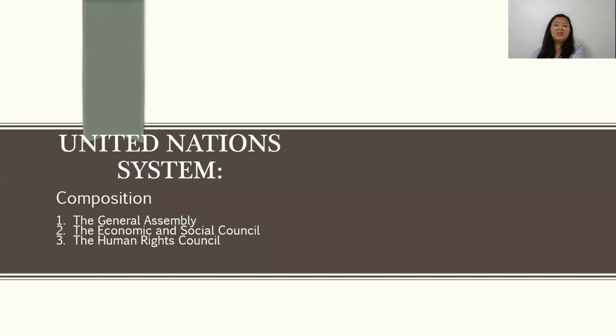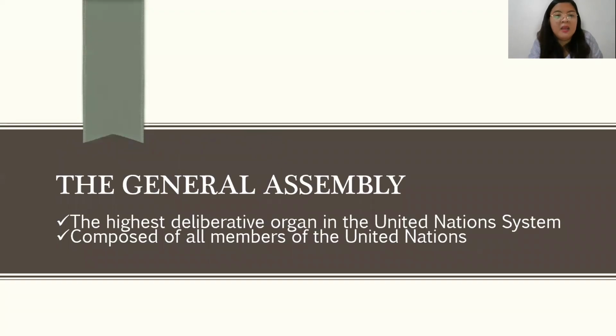So the United Nations monitoring system has three compositions. First is the General Assembly, the Economic and Social Council, and the Human Rights Council. These are basically the three compositions of the United Nations system. The General Assembly is the highest deliberative organ in the United Nations system. It is composed of all members of the United Nations, but each member state must have a representative not exceeding five.